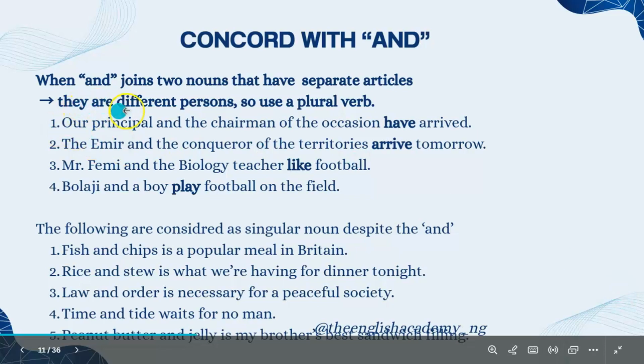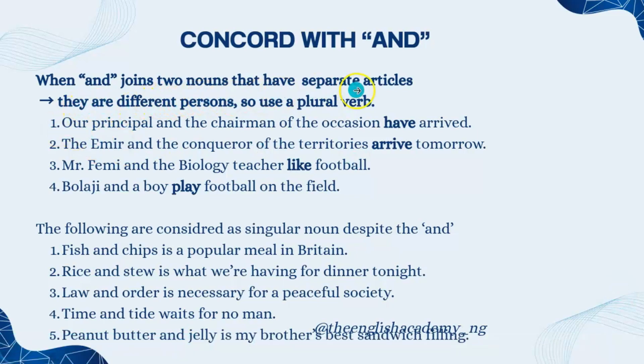When and joins two nouns that have separate articles, it is important. In as much as we put separate article there, it already shows that they are different persons, so use a plural verb. It is as simple as that. For example, our principal and the chairman of the occasion. So what this means is that our principal is different from the chairman of the occasion. So we have two different persons here. As a result of that, we need to use a plural verb. Our principal and the chairman of the occasion have arrived.